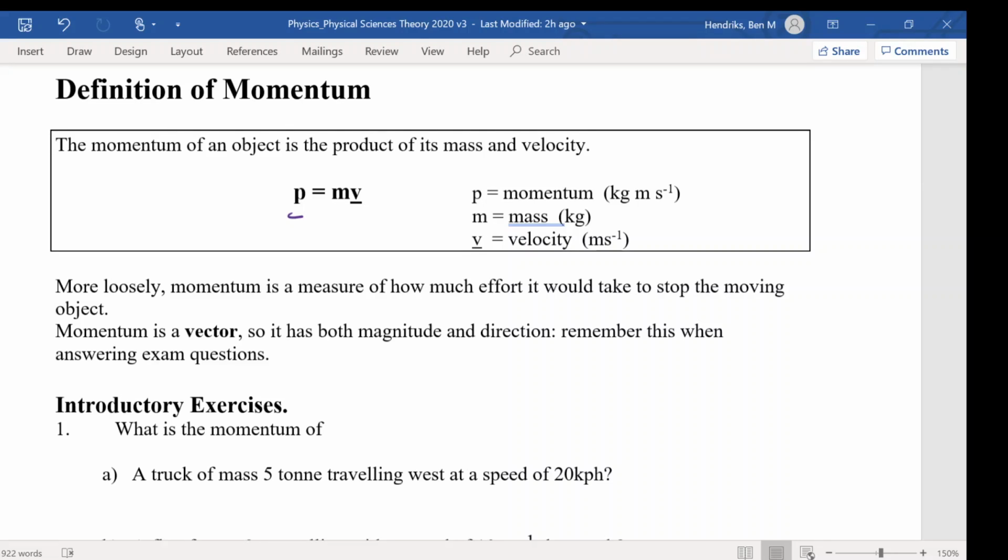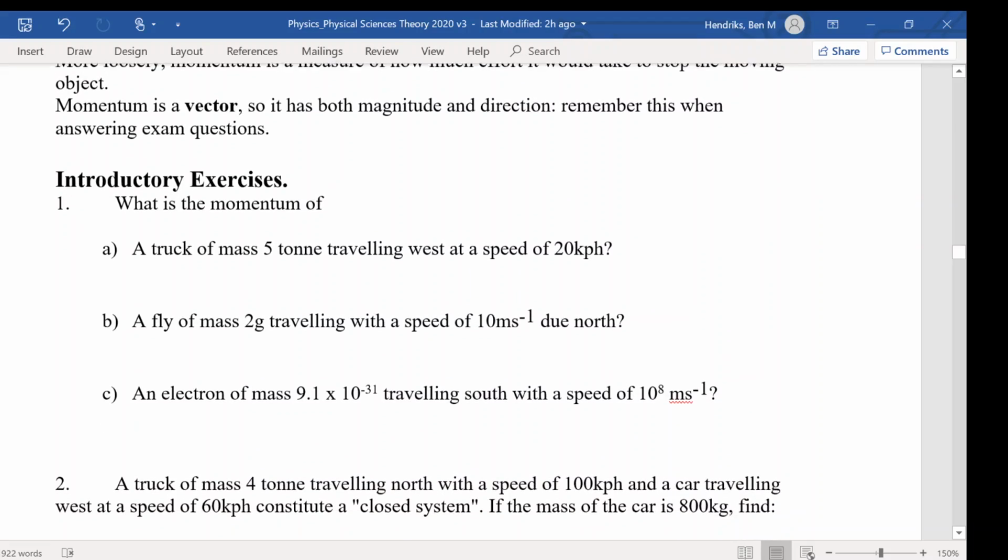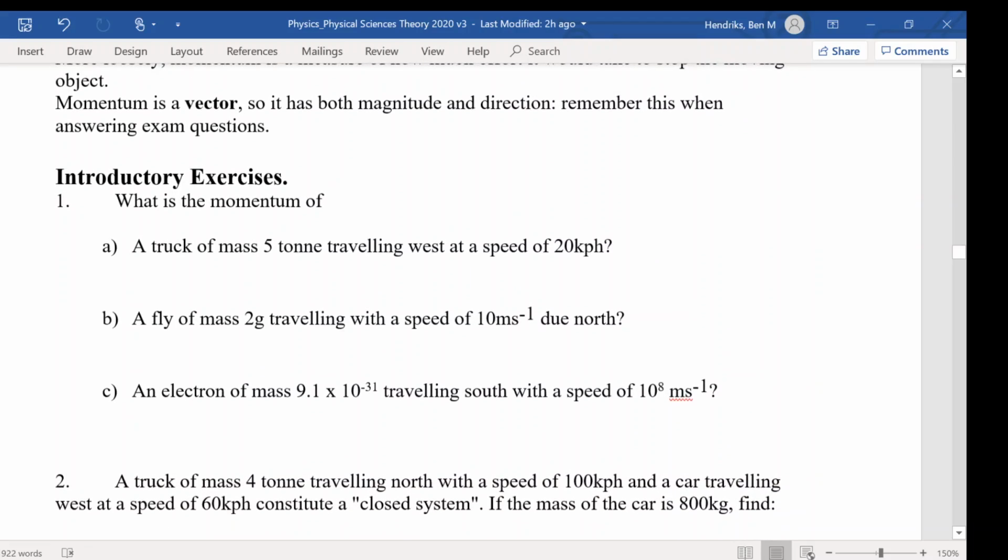Another point here is momentum is a vector, so it has both magnitude and direction, and you have to remember this when answering exam problems. Okay, so we'll have a look at the introductory exercises here.